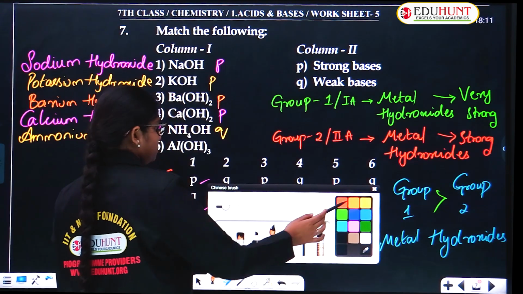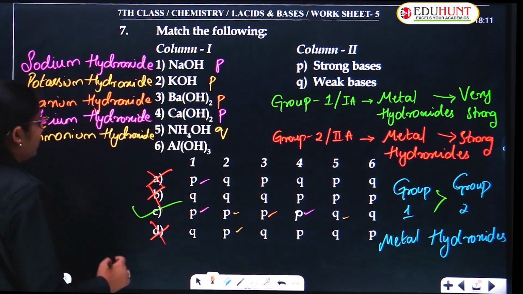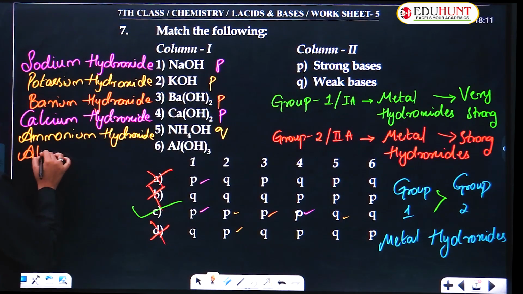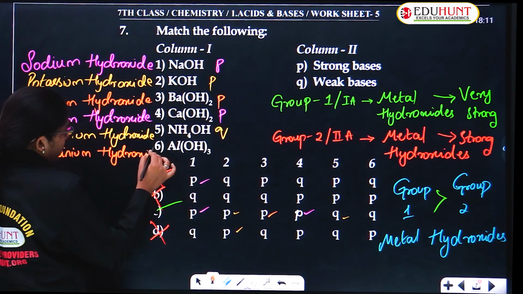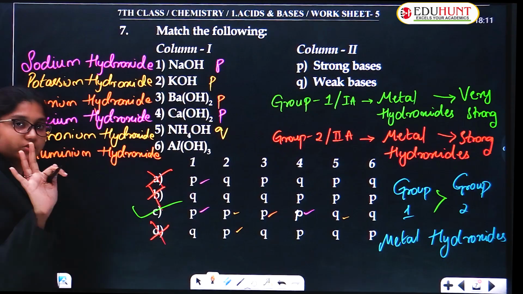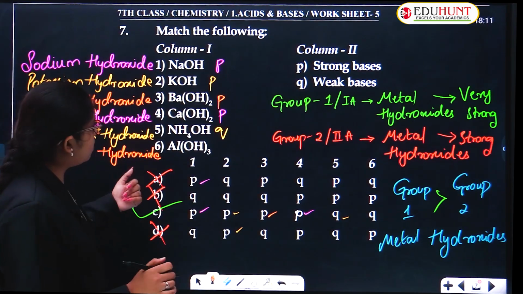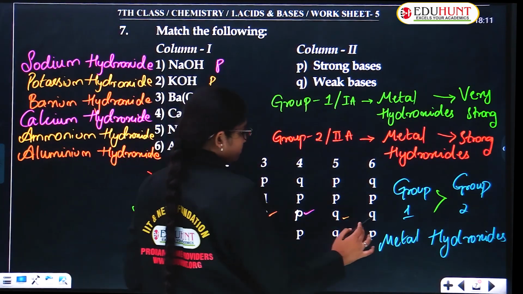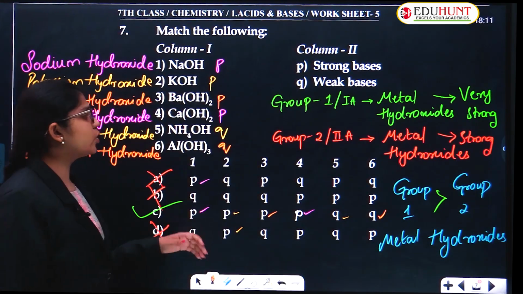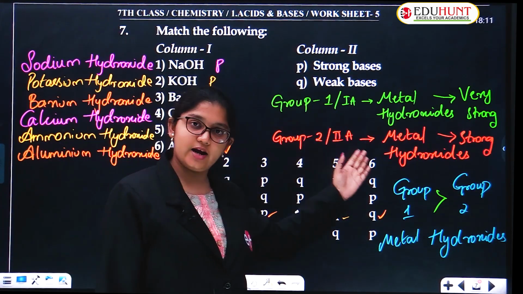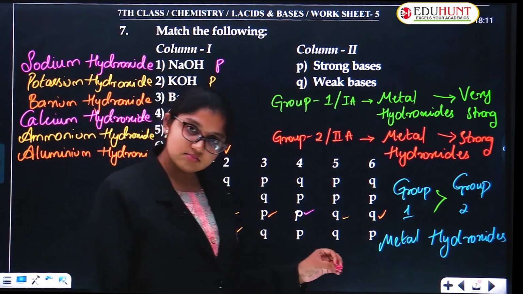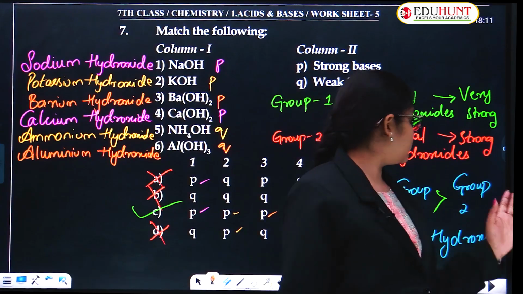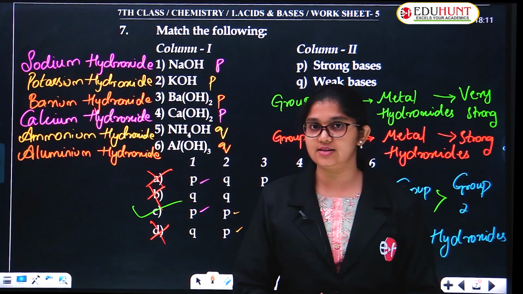Okay. Now last, Al(OH)3. This is known as aluminium hydroxide, and this aluminium belongs to group 3. This is also a weak base. Only group 1 and group 2 are mainly regarded as strong metal hydroxides, and the remaining are weak bases. This is a concept regarding the particular bases, the strong bases and weak bases.